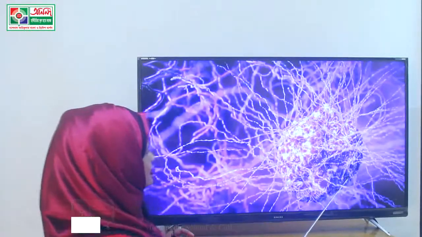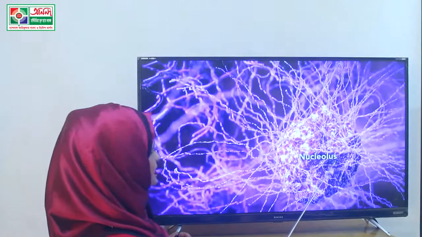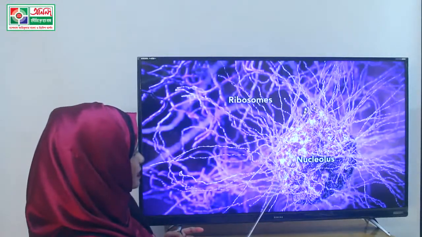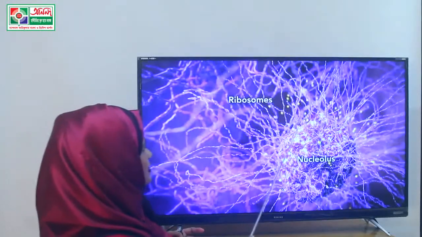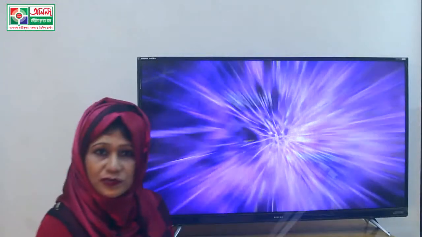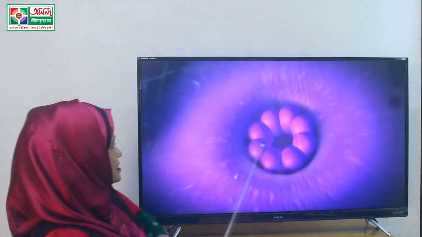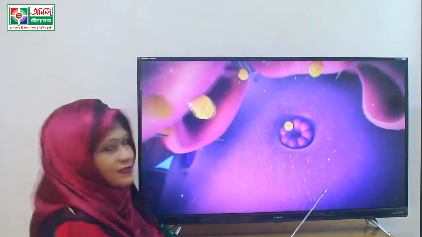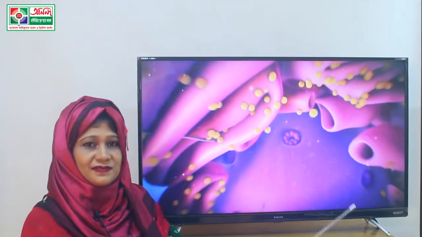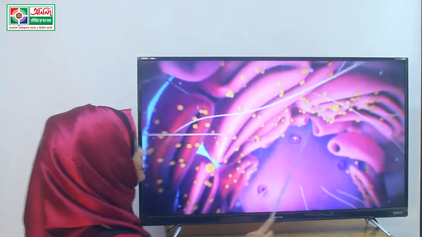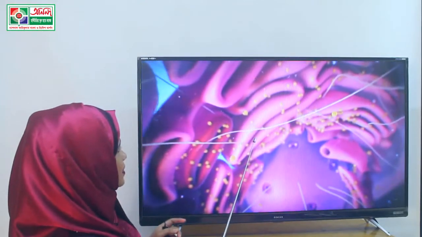Look here, there is no membrane. This is the nucleolus, a more or less ball-like dense structure in the nucleus. The yellow colored balls are the ribosomes, and these ribosomes may float in the cytoplasm or may wander freely in the cytoplasm, or may be attached with the endoplasmic reticulum.